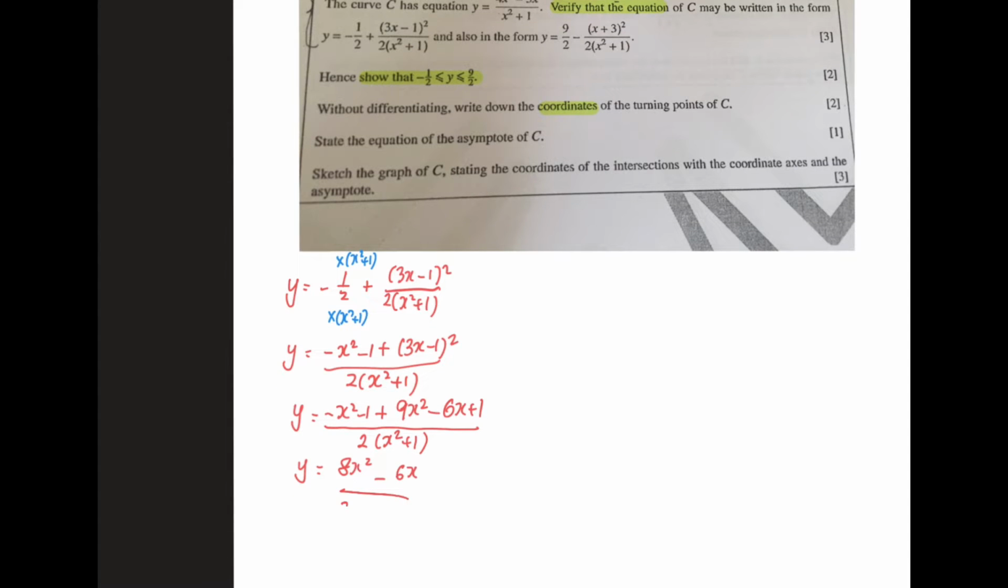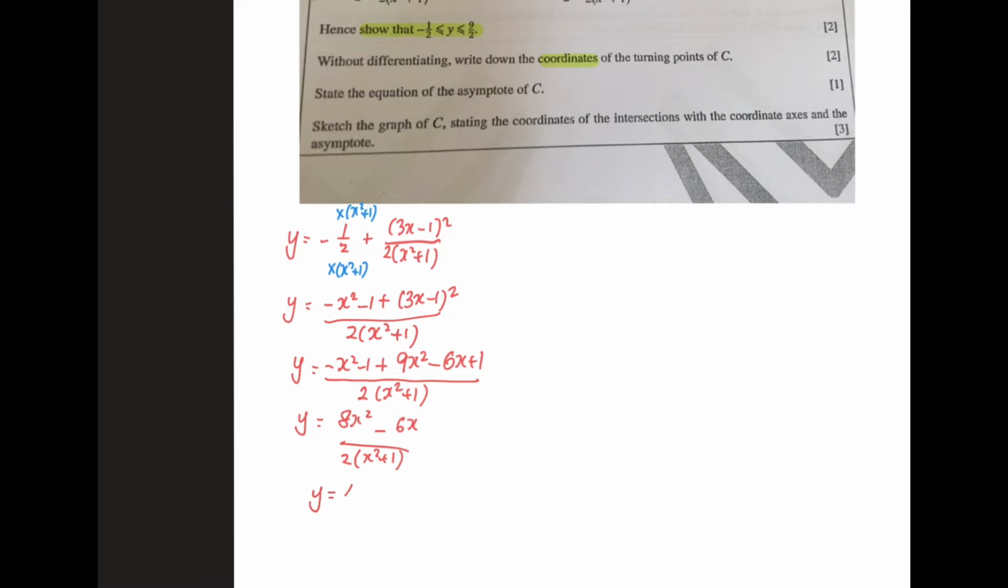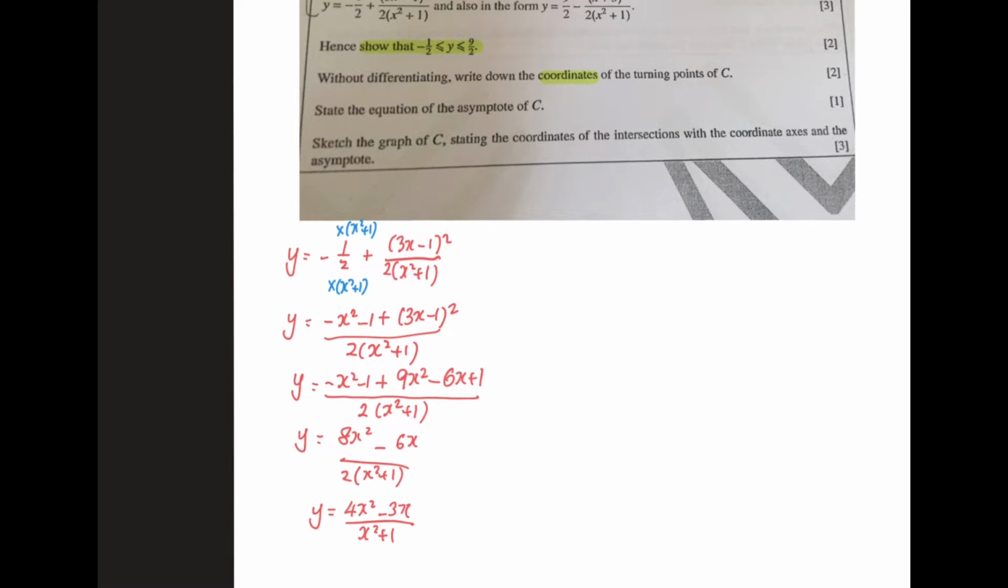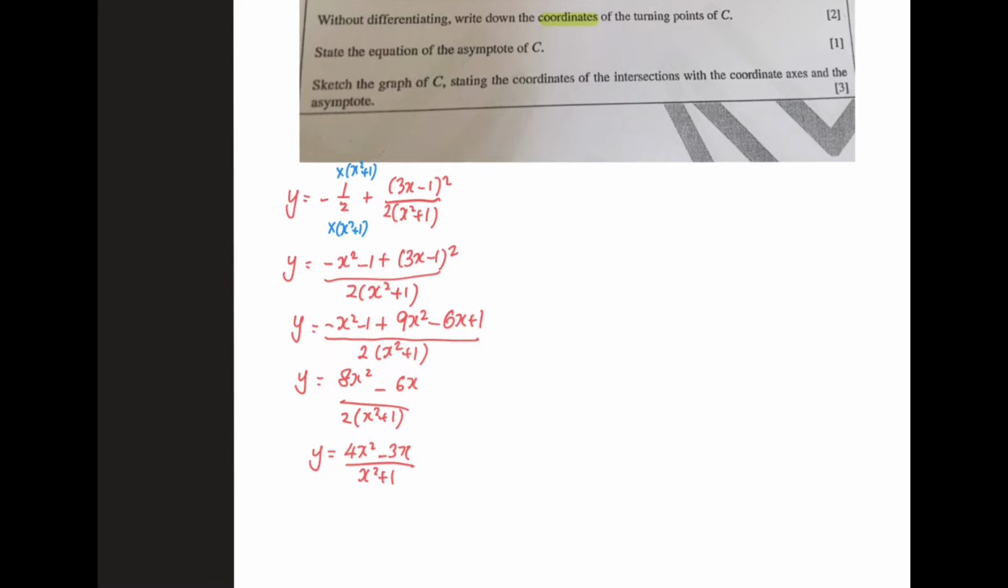Okay, then after that, if I keep doing, I will get 8x squared minus 8x squared minus 6x, so over 2(x squared plus 1). And then I get y equals (4x squared minus 3x) over (x squared plus 1). Okay, so I get that. So this is verified. Verifying backwards is much easier.